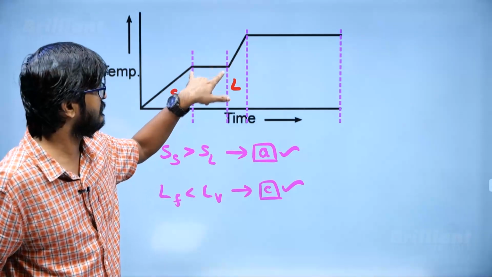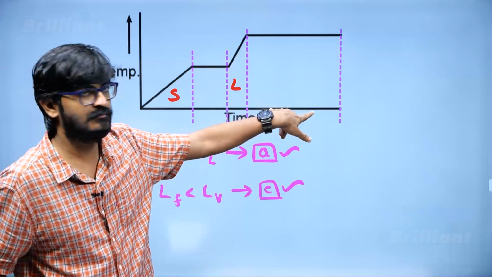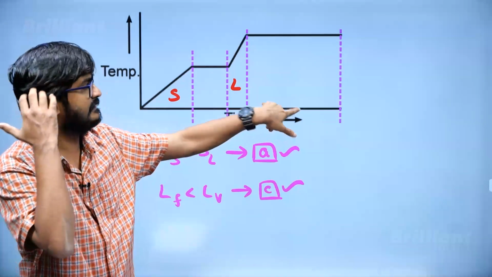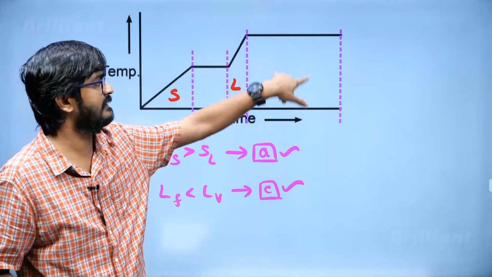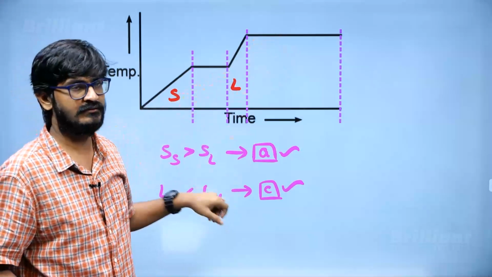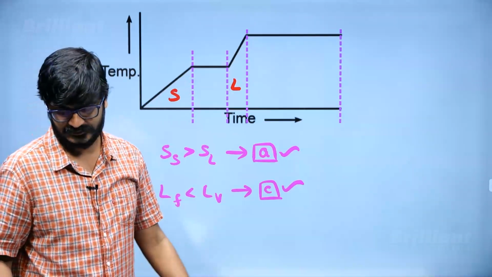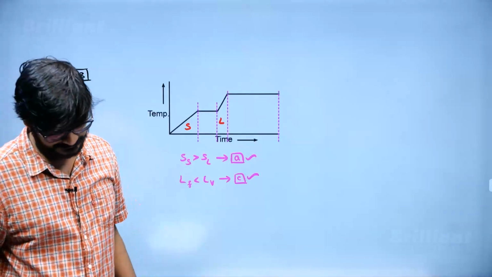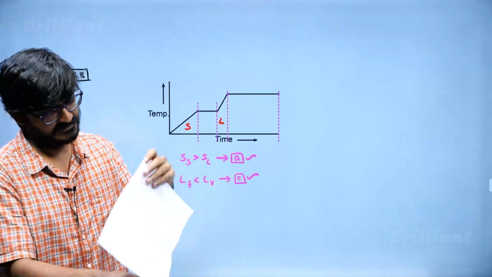Now what about this? It is taking less time, it is taking more time. So it needs more energy, it needs less energy. So M into L, this L is more and this L is less. Vaporization L is more and fusion L is less. Right? Latent heat of vaporization is more, latent heat of fusion is less.